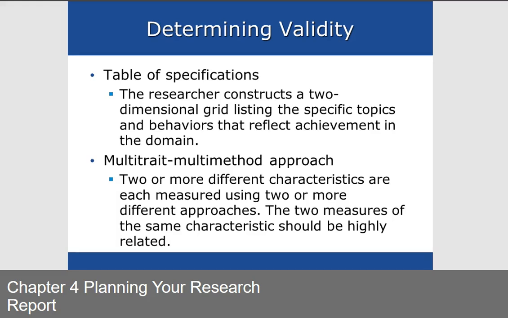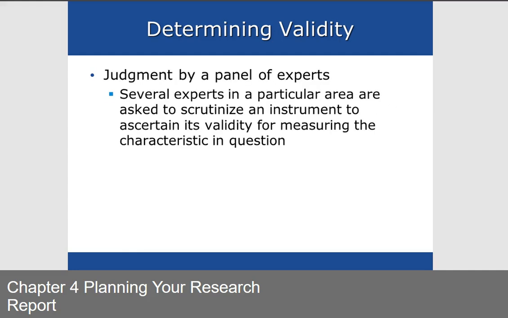There are many ways of determining validity. There is a table of specification. The researcher constructs a two-dimensional grid listing the specific topics and behavior that reflect achievement in the domain. There's also a multi-trait, multi-method approach where two or more different characteristics are each measured using two or more different approaches, and the two measures of the same characteristics should be highly related to each other. So there are lots of different ways of assessing validity. Let's talk about one more.